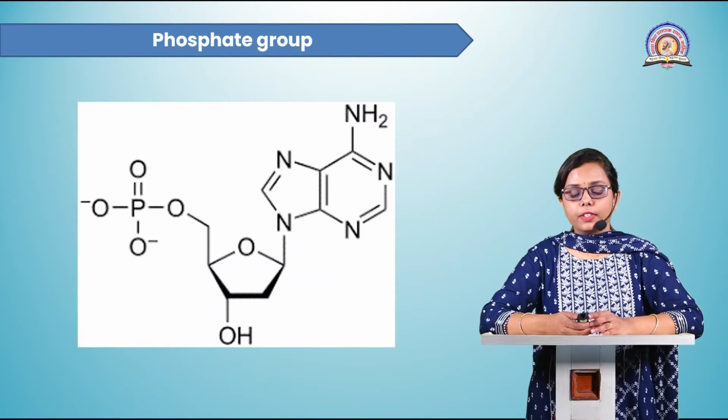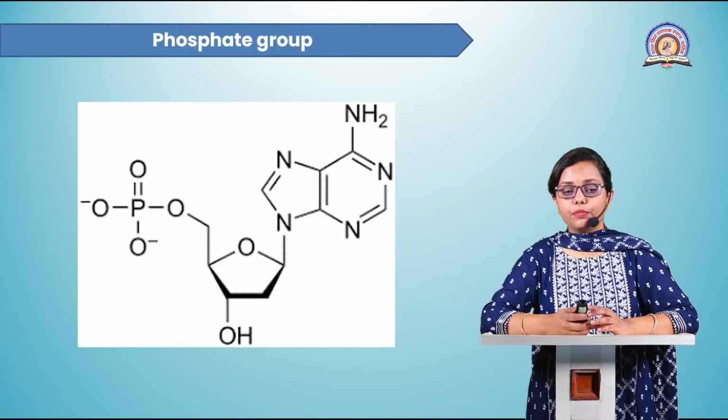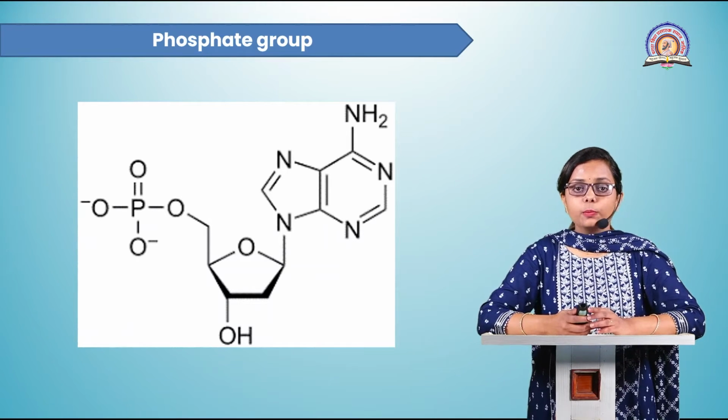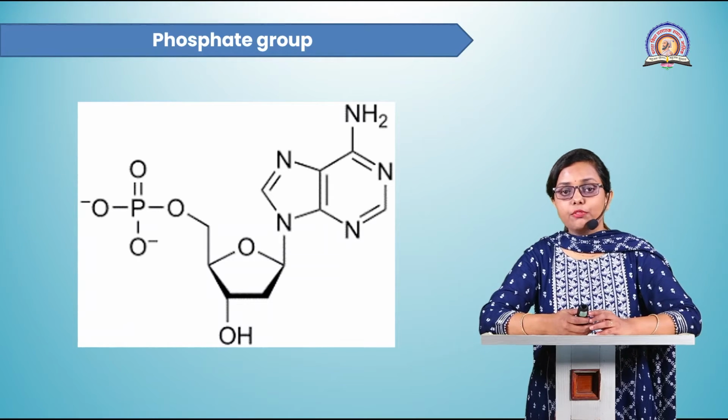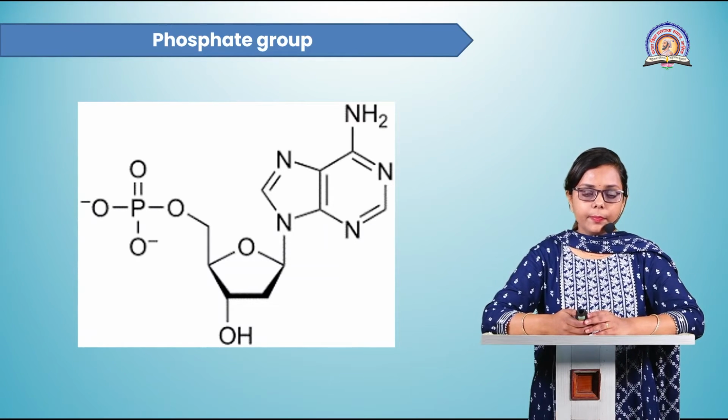So this is the phosphate group. As you can see, this is the structure of the nucleotide, and the phosphate group is bound to the sugar by a phosphoester bond.